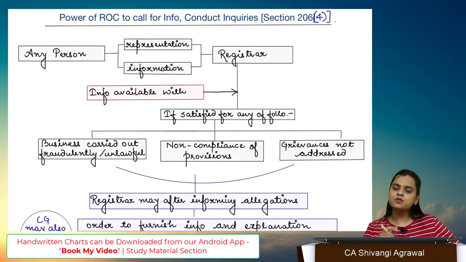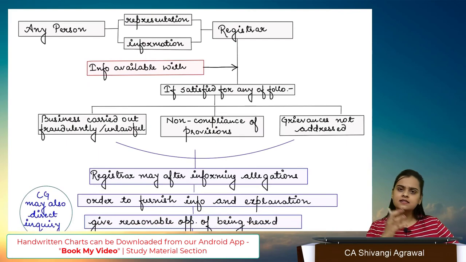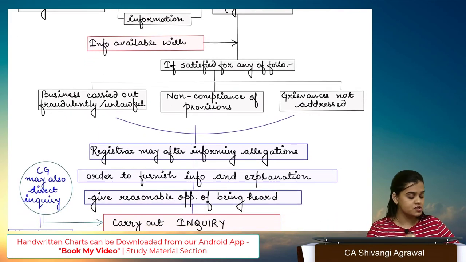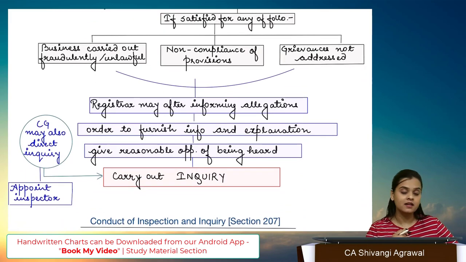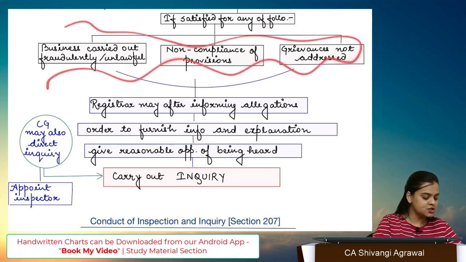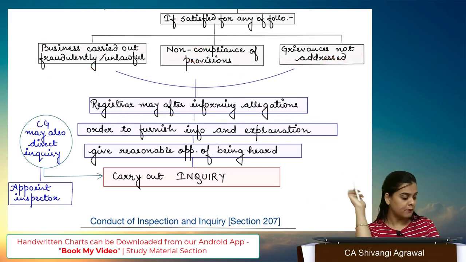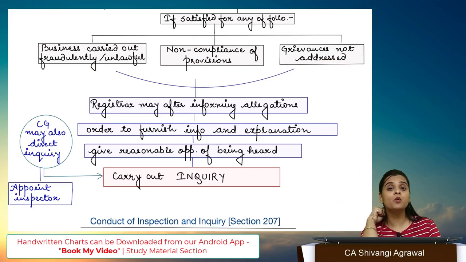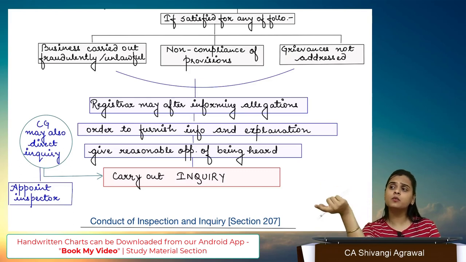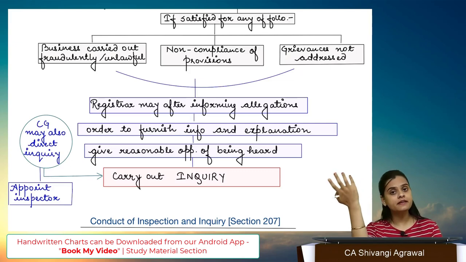Now, inquiry is also given in the same section 206, which tells us that if anyone approaches the registrar or the registrar receives some information, and the registrar is satisfied that some fraudulent activities are going on in the company, or there is non-compliance of provisions, or the grievances of people are not being addressed, in these three situations, what will the registrar do? The registrar will inform the company that these allegations have been made against you. If the company can give an adequate reply, great. Otherwise, the registrar will give the company an opportunity of being heard and thereafter initiate inquiry.